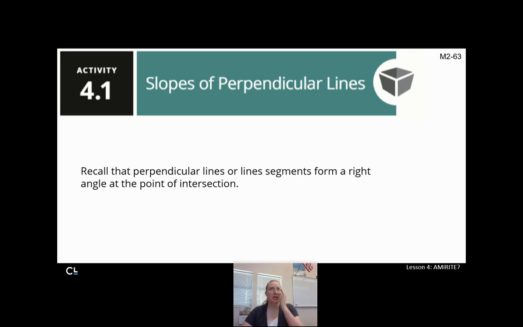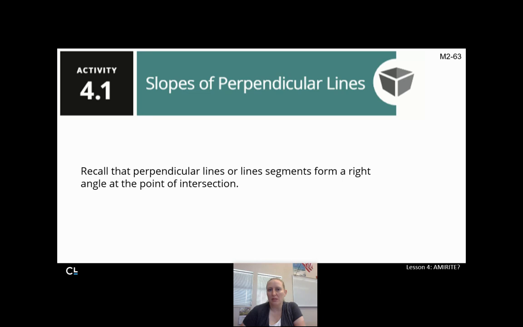We have played with slopes of parallel lines before in an earlier lesson, and now we're going to start looking at slopes of perpendicular lines. So recall that perpendicular lines or line segments form a right angle at the point of intersection. I could bust out a protractor and measure that, and see that it is a 90-degree angle. And if you see that 90 degrees, that right angle, then you know those lines are perpendicular.